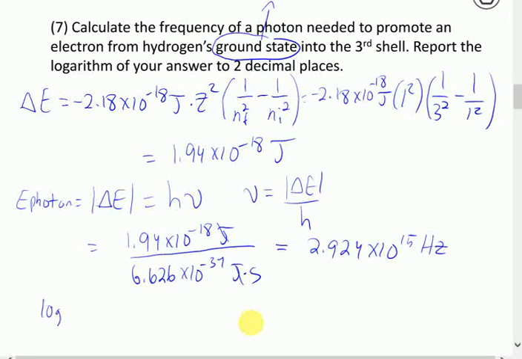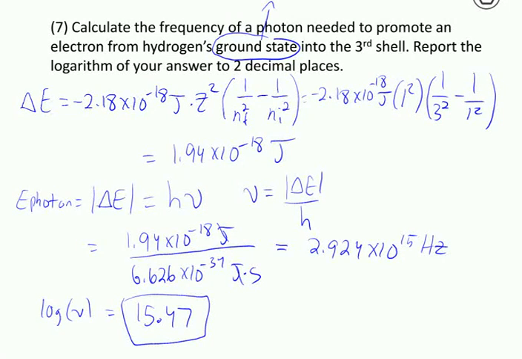So the log of this frequency, if you're keeping score at home, is 15.47. So usually we'll have you enter the log to 2 decimal places. So a lot of times for problems like this, you'll enter an answer like that. So you solve the problem first, and then you take the log. It's one additional, but hopefully fairly trivial step to do that.